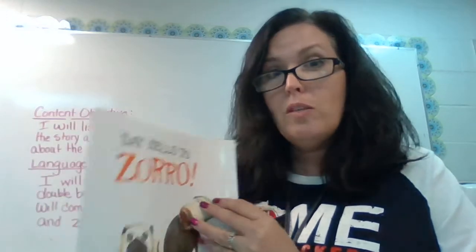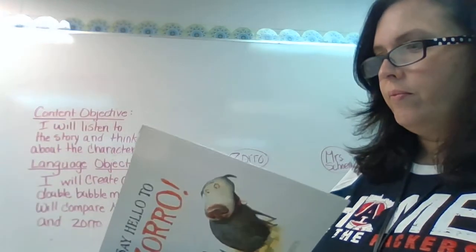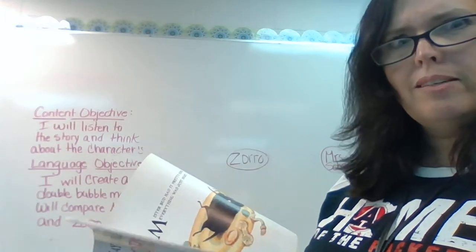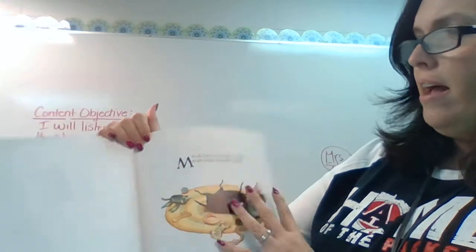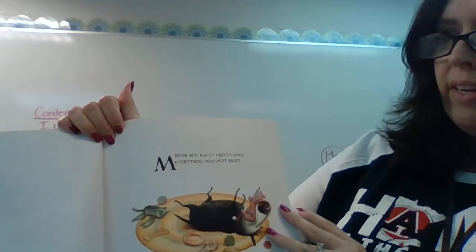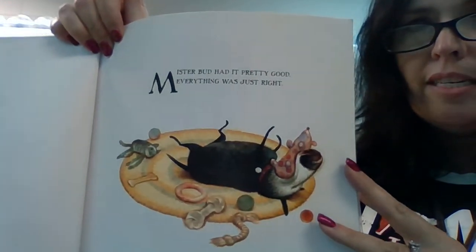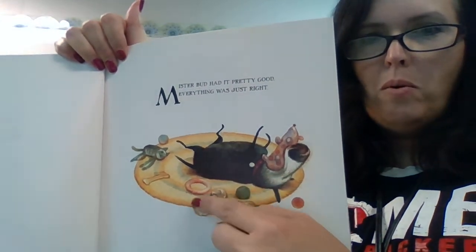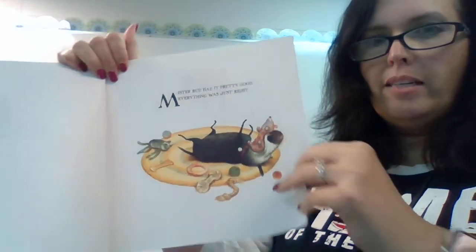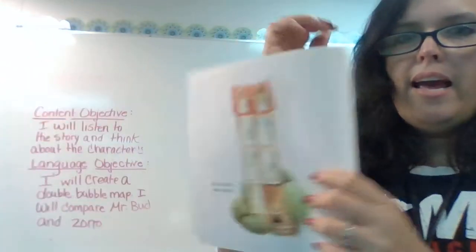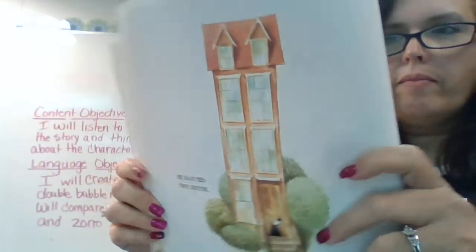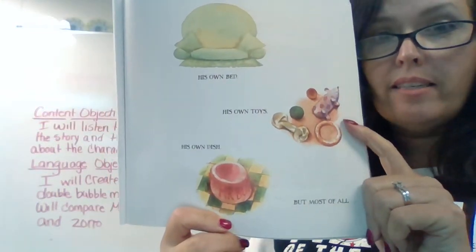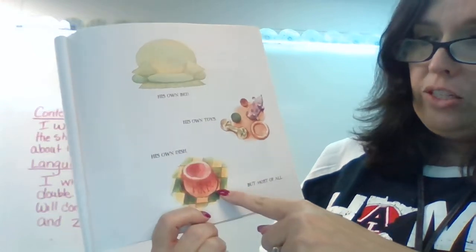Say hello to Zorro. Mr. Bud had it pretty good. Everything was just right. Look at all the things he has. He's got ropes, toys, balls. Oh my gosh. He had his own house, his own bed, his own toys, his own dish.